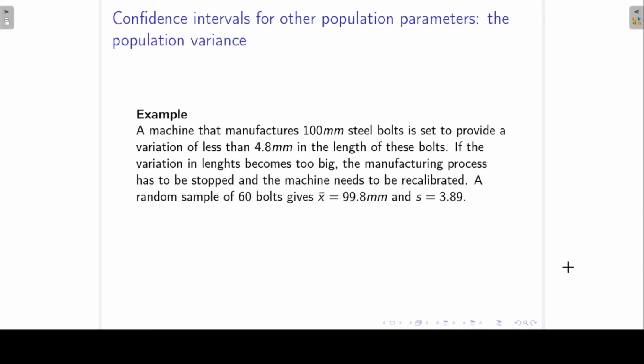A machine that manufactures 100 mm steel bolts is set to provide a variation of less than 4.8 mm in the length of these bolts. If the variation in lengths becomes too big, the manufacturing process has to be stopped and the machine needs to be recalibrated. Now, a random sample of 60 bolts gives a sample mean of 99.8 millimeters and a sample standard deviation of 3.89 millimeters.